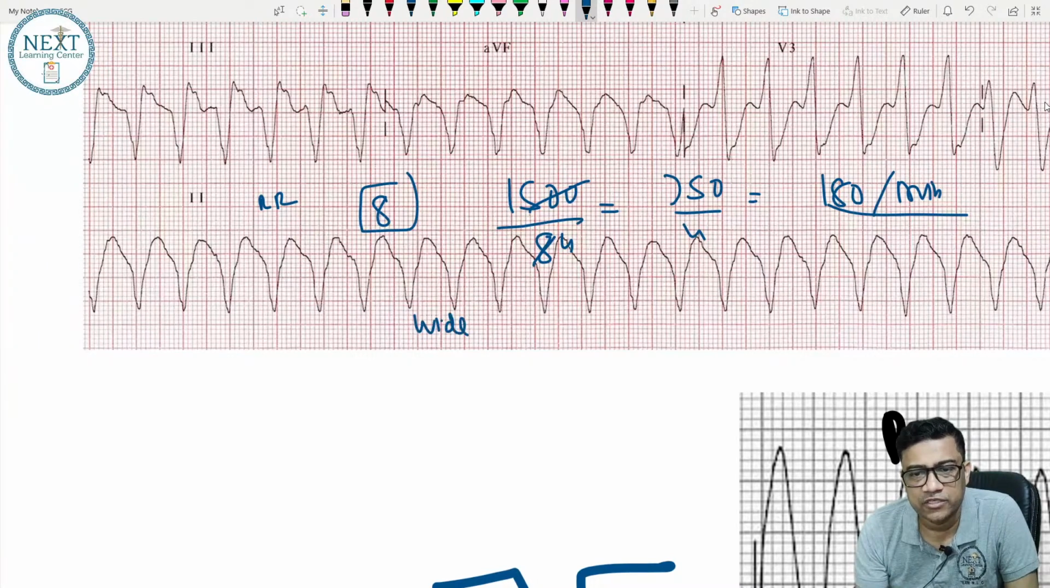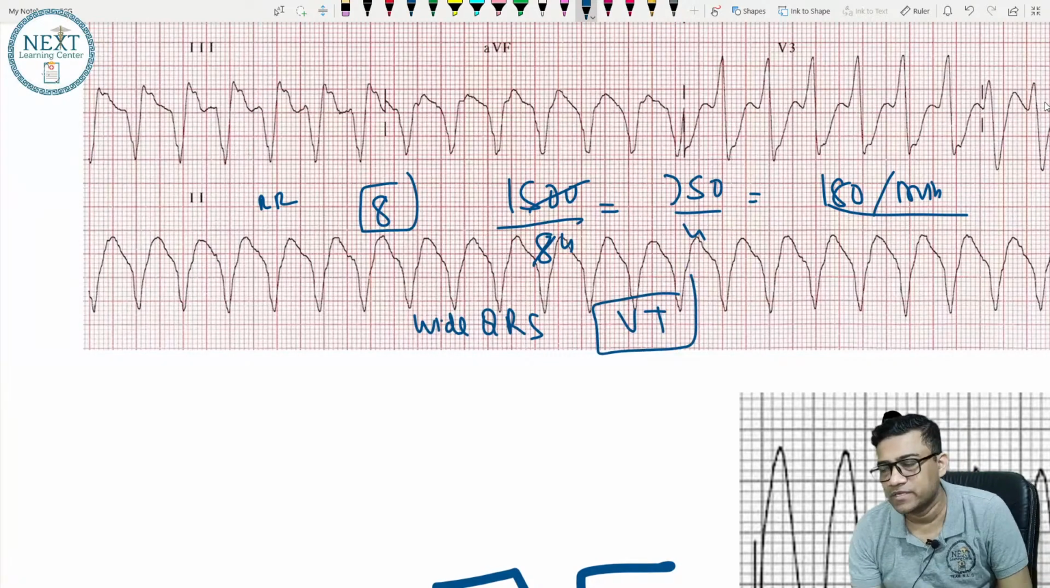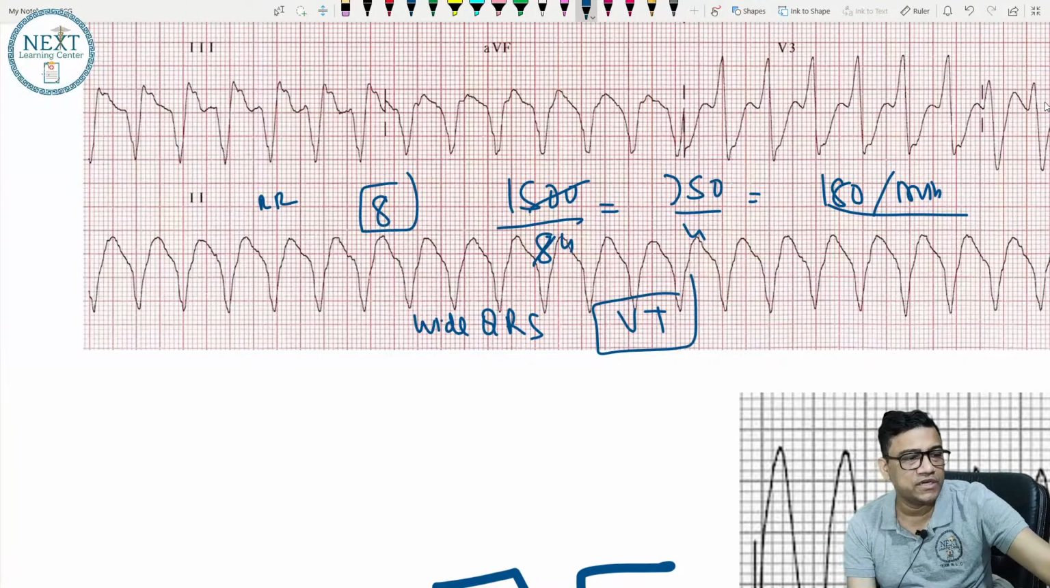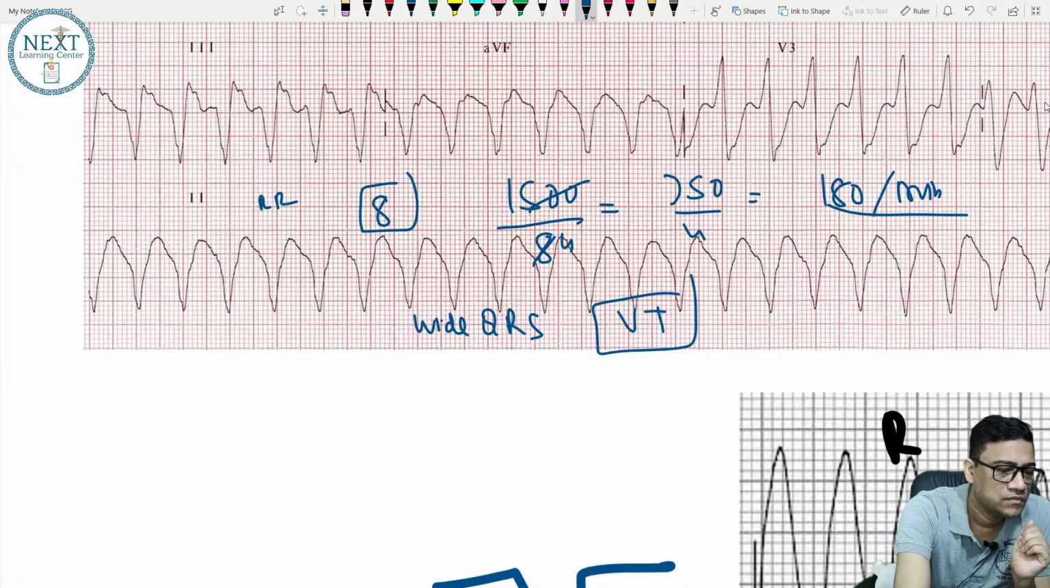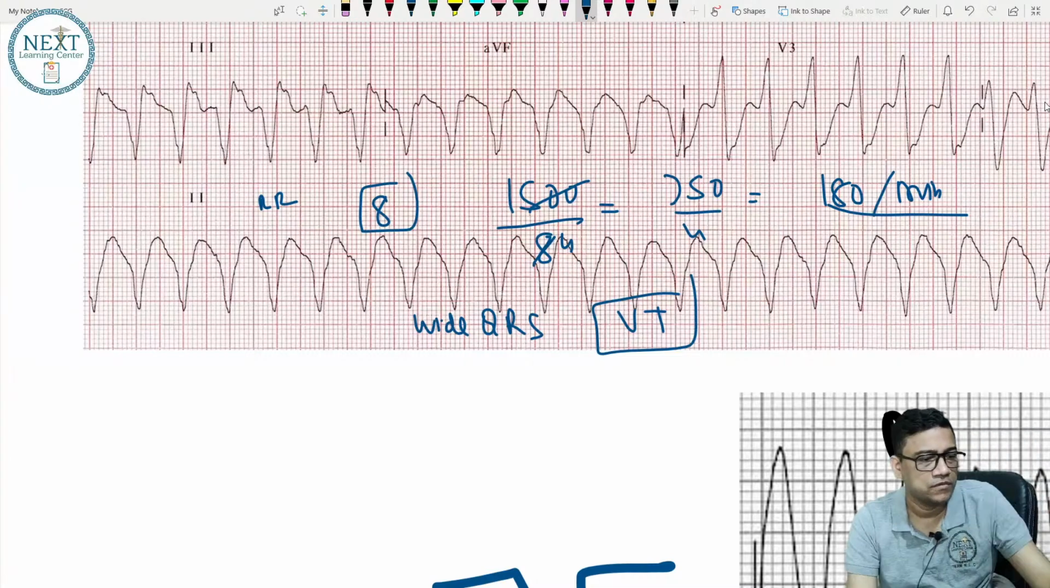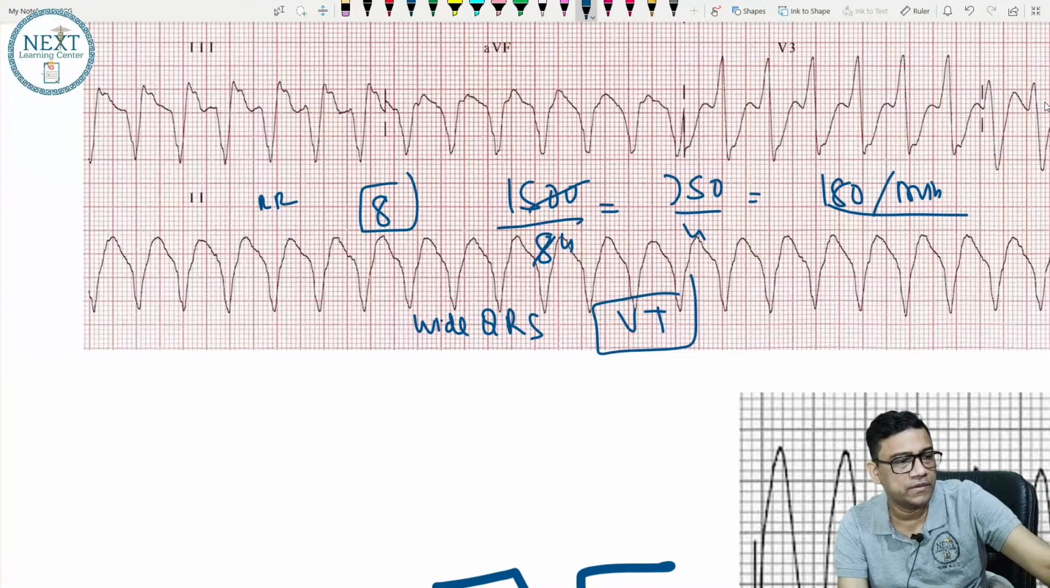It is wide QRS. That's why it's a VT. It's a VT. What will be the treatment as per you? What do you think? What shall be the treatment? Tell me.